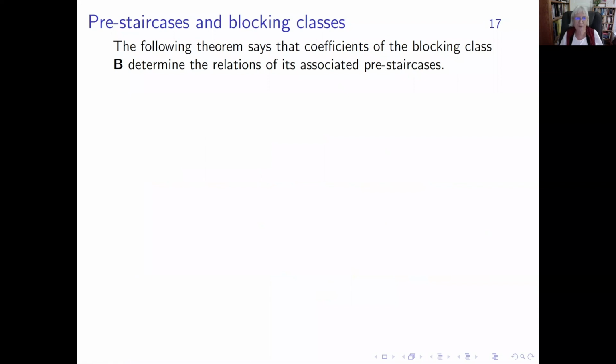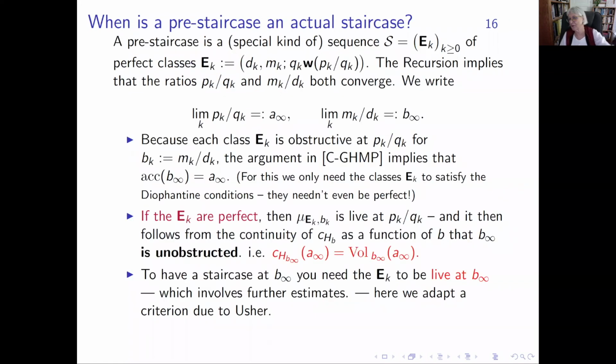Okay, so that's sort of the conditions that you have to check. You have this special kind of sequence which you have to find and check that it has the right properties. And then you need to check perfectness, which is a pain. You have to check these classes reduce properly under Cremona transformation. And then you need to check these estimates to make sure that they're live at the right place.